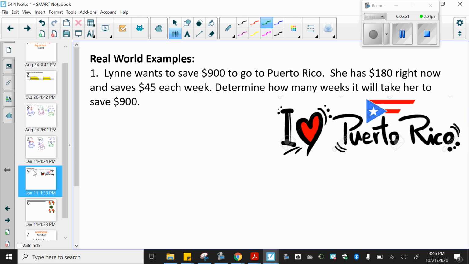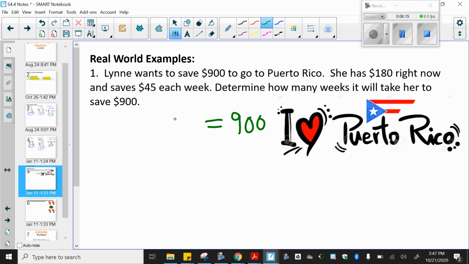Next, real-world examples. Lynn wants to save $900 to go to Puerto Rico. She has $180 right now and saves $45 each week. Determine how many weeks it will take her to save $900. All right, so we know we want to see how long it takes to make 900, right? So I'm going to write equals 900.